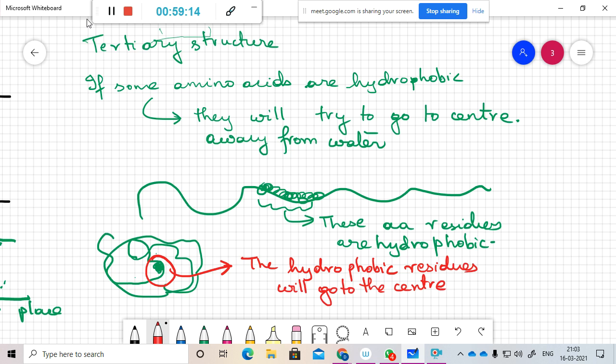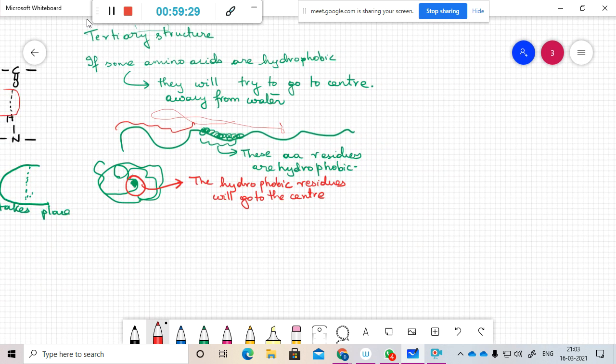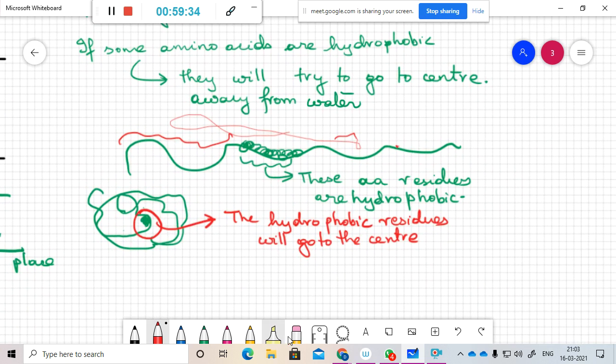As usual, this is also determined by the sequence of amino acids. Because these are hydrophobic, they will go to the center, and if these regions are hydrophilic, just hold on, I have just made a mistake over here. I have pressed a button on my pen. So if these are hydrophilic, they will stay towards the outside.